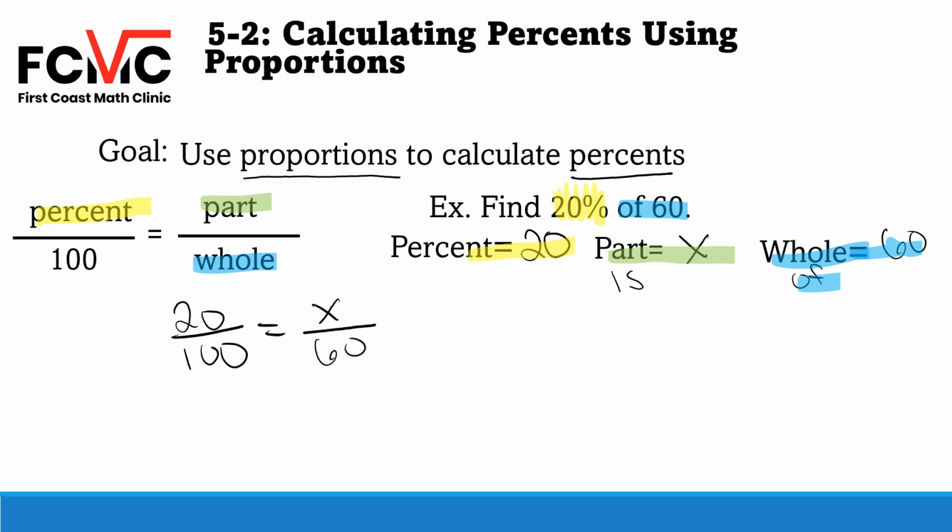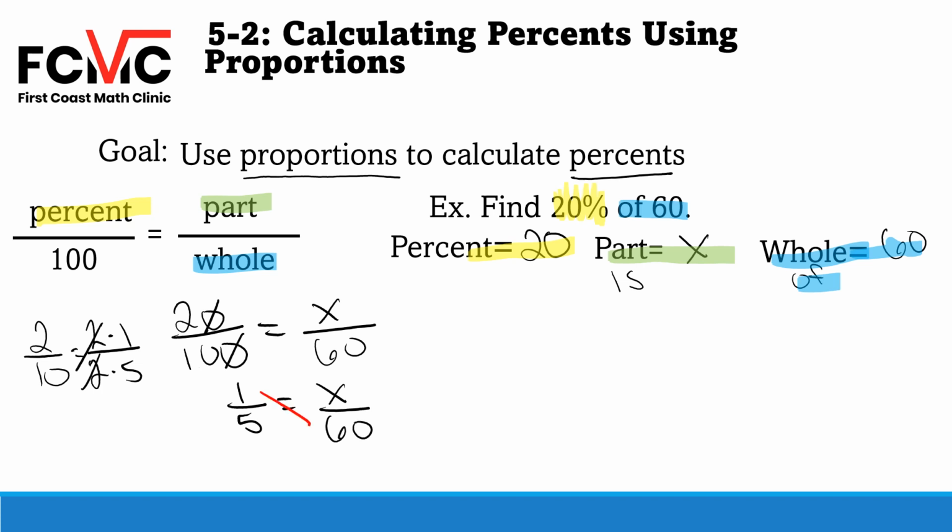Now if we want to make this a little bit easier, we can simplify the 20 over 100. We can cancel out the 0 and the 0. We've got 2 out of 10. So 2 over 10, we know we could break that up into 2 times 1 and 2 times 5. The 2's cancel out. So this is just 1 over 5 equals x over 60.